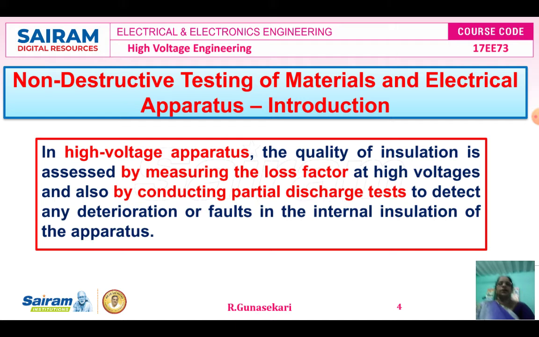For example, in a high voltage apparatus, the quality of insulation is assessed by measuring the loss factor at high voltage levels. Similarly, the quality of insulation is assessed by conducting partial discharge tests to detect any deterioration or faults occurring in the internal insulation of the high voltage electrical apparatus.